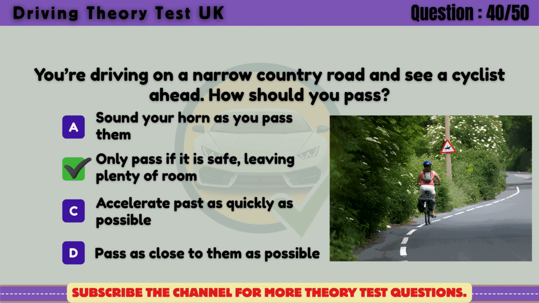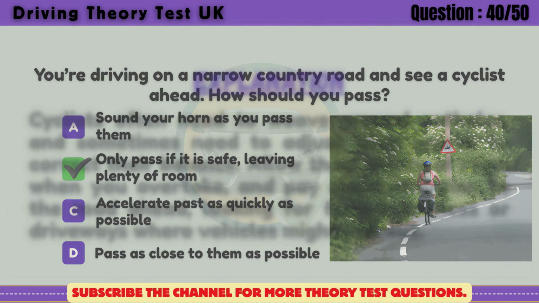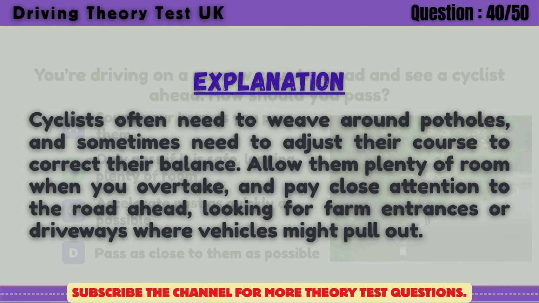Answer is B. Only pass if it is safe, leaving plenty of room. Cyclists often need to weave around potholes, and sometimes need to adjust their course to correct their balance. Allow them plenty of room when you overtake, and pay close attention to the road ahead, looking for farm entrances or driveways where vehicles might pull out.